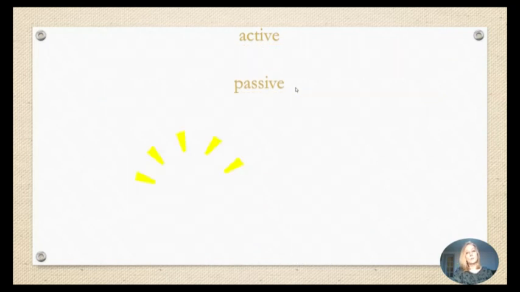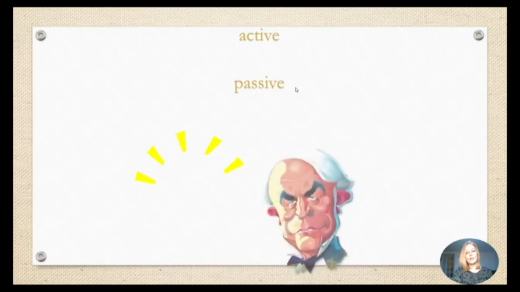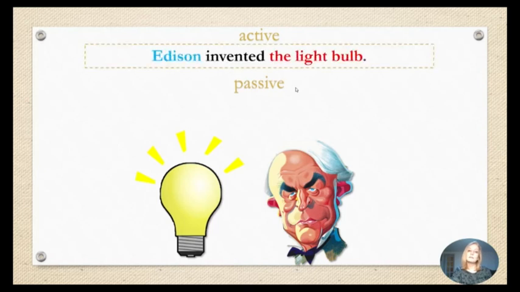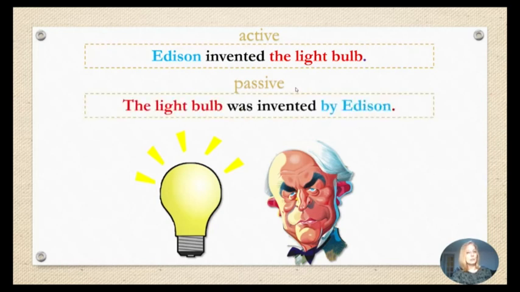Okay, the next one. Who is this? Do you know? Is it familiar? Yes, it's Thomas Edison, and his invention is the light bulb. So the sentence is, Edison invented the light bulb. The light bulb was invented by Edison. This one was easy too.